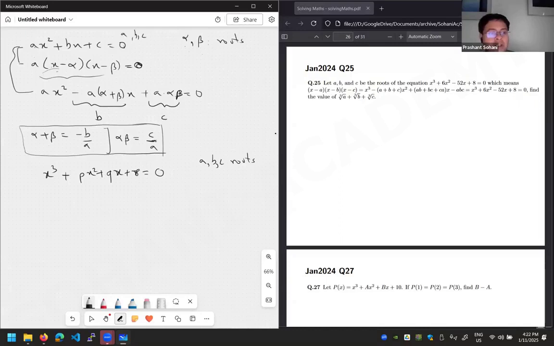Then again, the idea is that, so here the leading coefficient is 1, so I can ignore that and just equate this to my x minus a, x minus b, x minus c product.